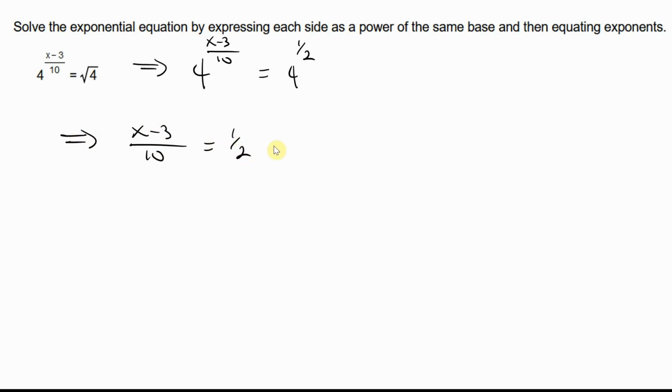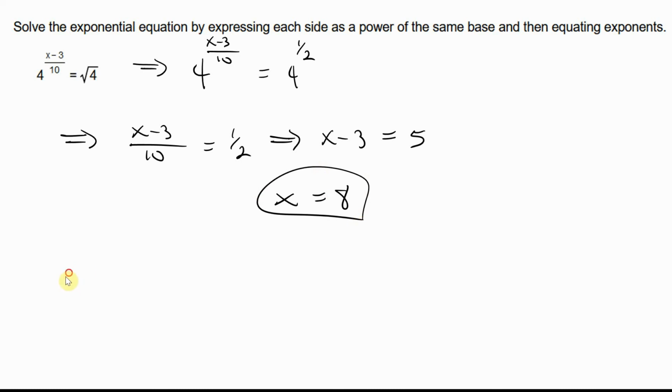So just an algebra problem now. So multiply both sides by the 10. So I have x minus 3. Sorry, I'm getting the answer in my head. So 1/2 times 10 is 5. Right? And then I get x is equal to 8.